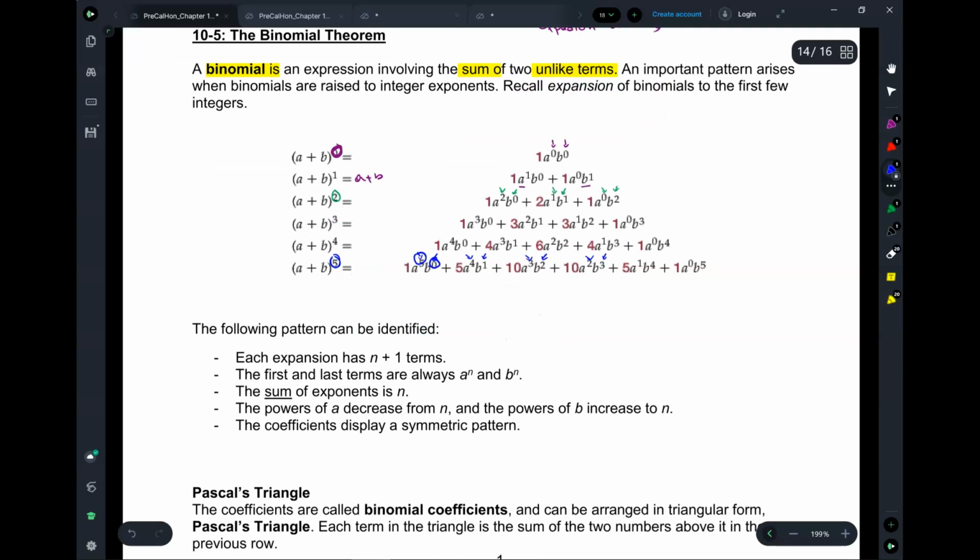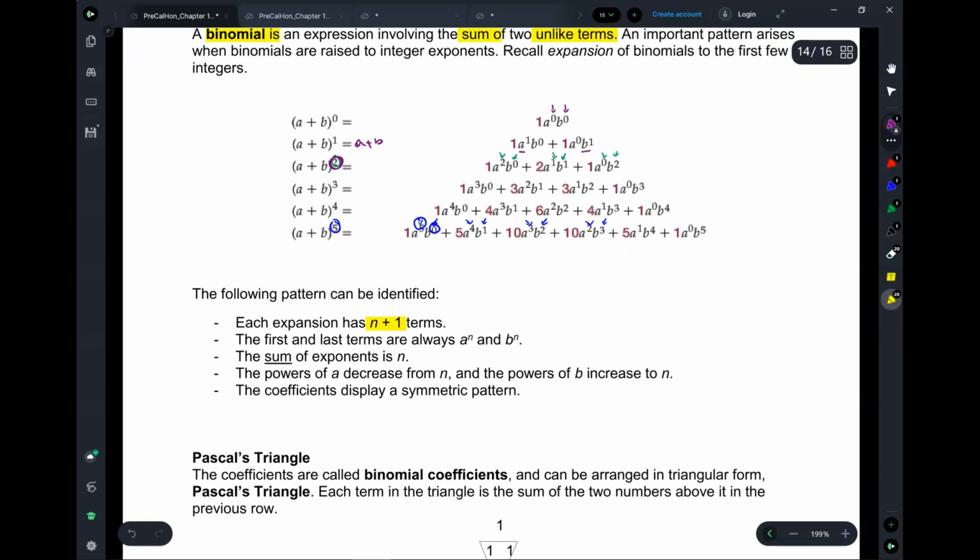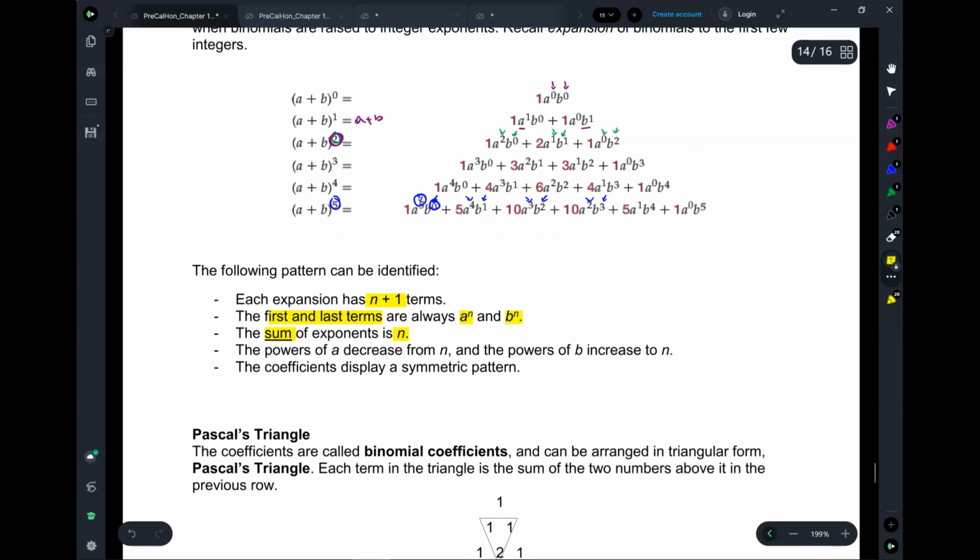So let's summarize some of these patterns. Each expansion has n plus 1 terms. N is the exponent. Okay? So if n is 0, you have 0 plus 1 term. For n equals 2, how many terms do you have? 3. Okay? The first and last terms are always a to the n and b to the n. Okay? The sum of the exponents is always n. Now, the powers of a decrease from n. The powers of b increase to n.